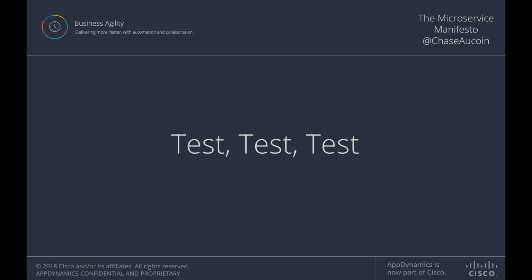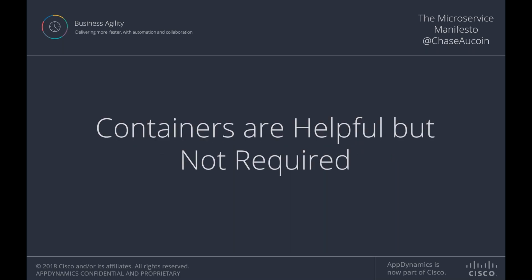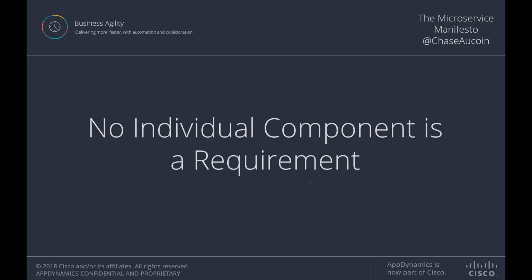Test, and just in case you didn't pick it up, test. Automate everything. Everything possible, automate as much of it so that you can focus on delivering value, and you can focus on building what's important to you. Containers are helpful, but not required. Service Fabric and Kubernetes are helpful, but not required. No individual component, in fact, is a requirement at all.